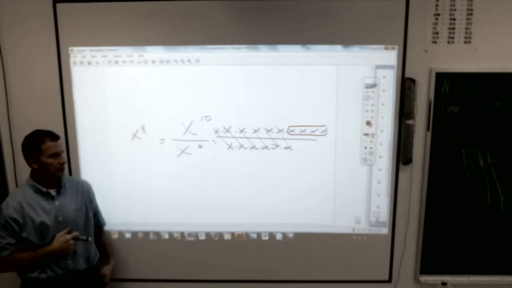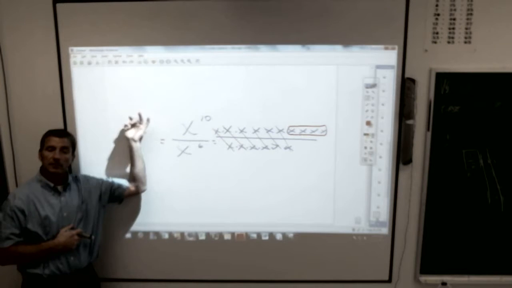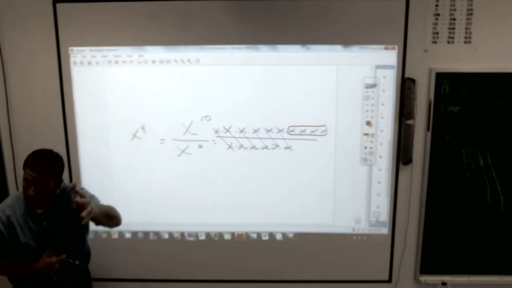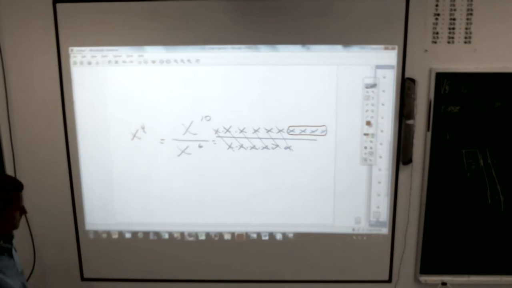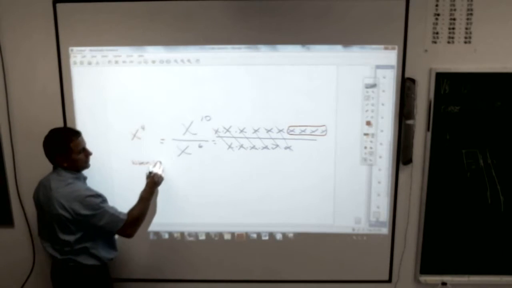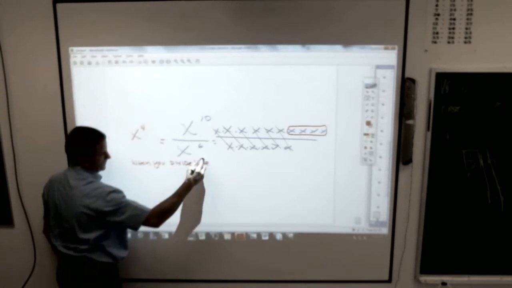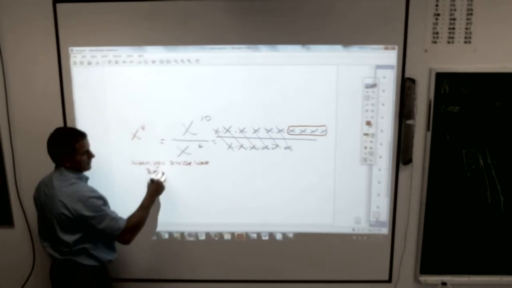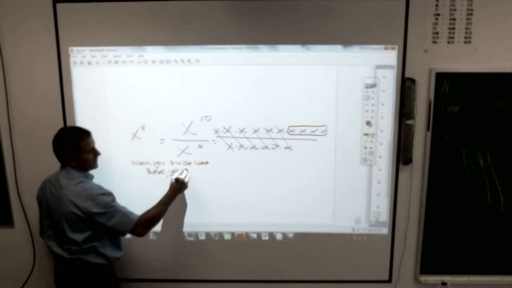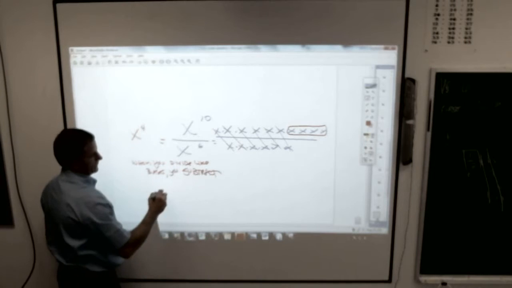Can anybody tell me what my law is when you have like bases divided by like bases? What did I do with 10 and 6 to get 4? When you divide like bases together, you subtract exponents. Exactly. When you divide like bases, comma, you subtract exponents.